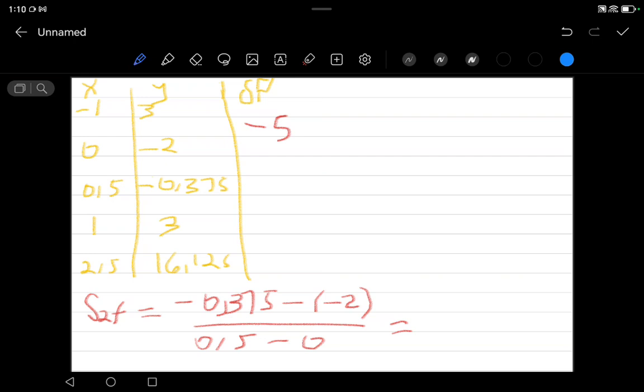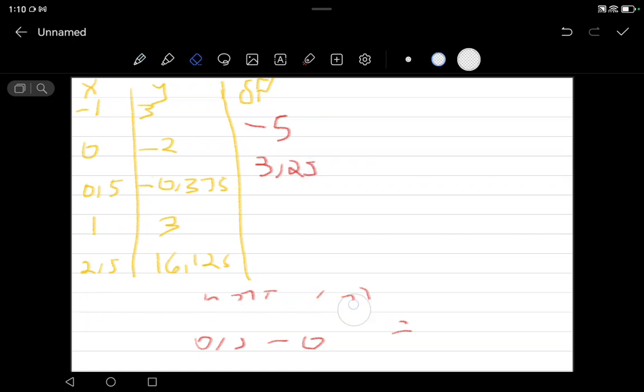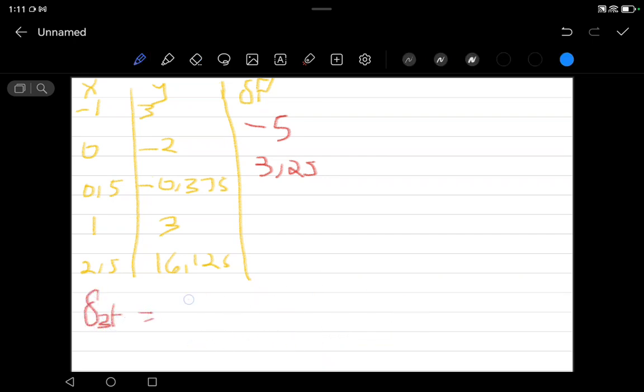I got 3.25. 3.25. Okay, and then the third one is going to be 3 minus into minus 0.375 over 1 minus 0.5.